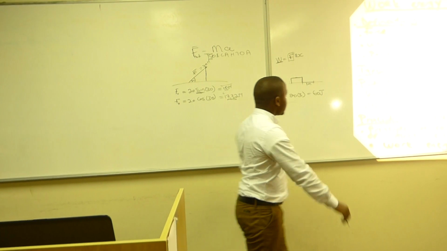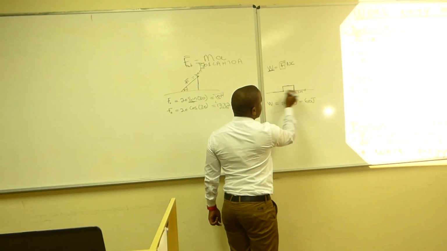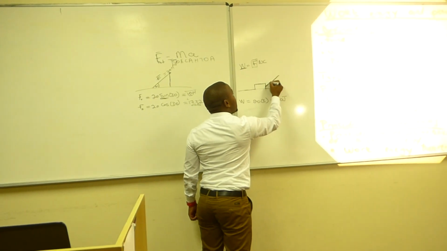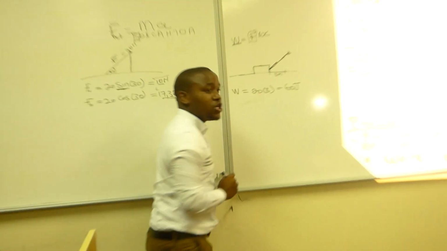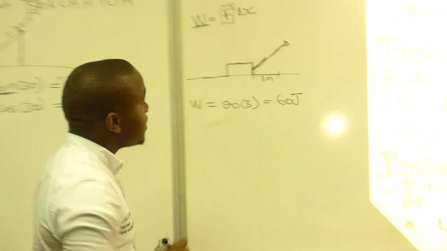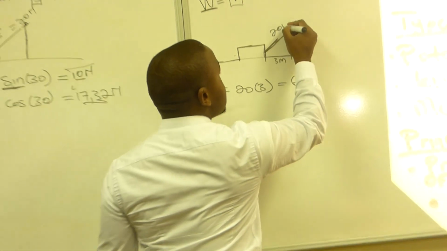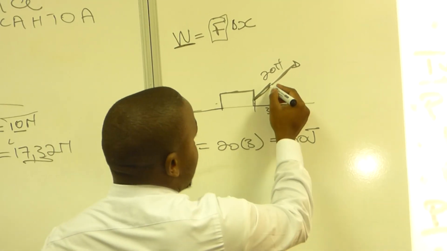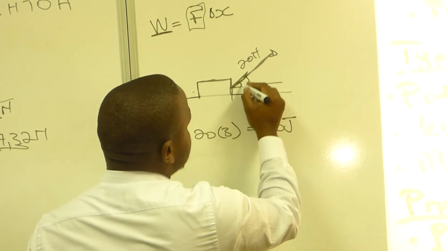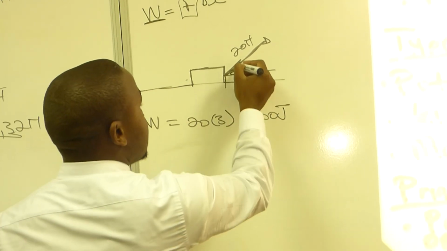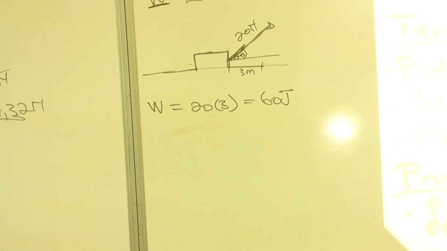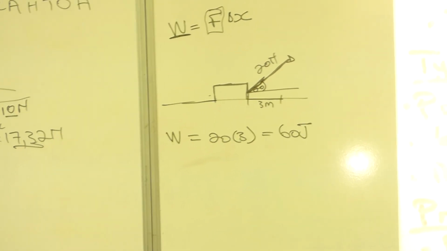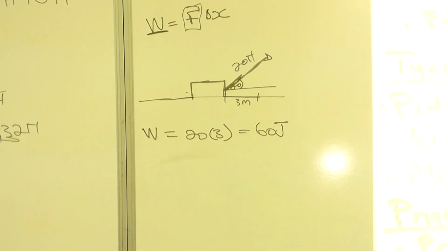Now suppose we change things. Lindiwe applies that force in this direction. You are told that the force is still 20 newtons. Now the angle of inclination, suppose, is 20 degrees. The question is: calculate the work that is being done by the force applied by Lindiwe.